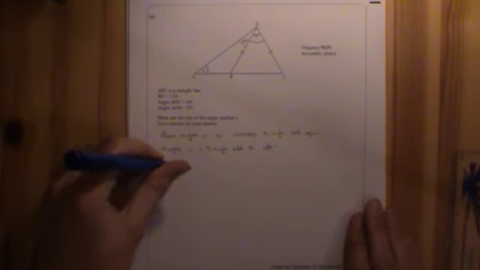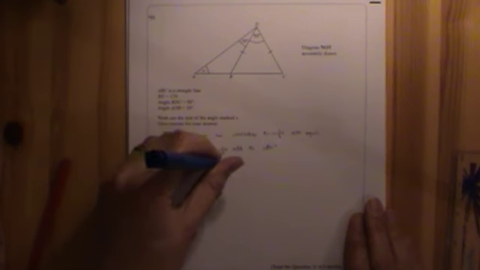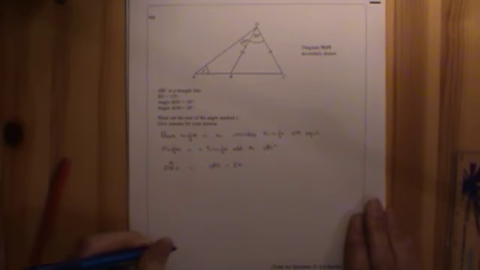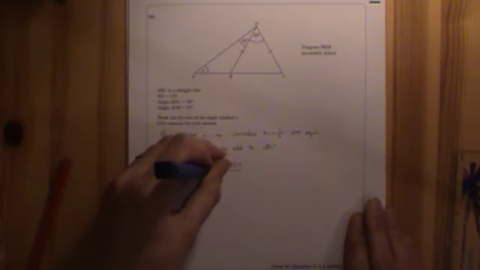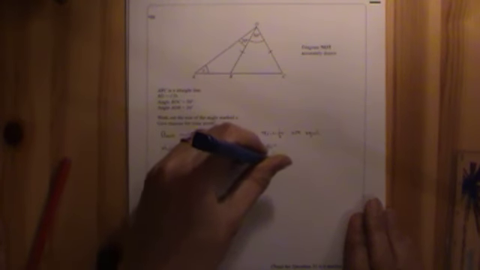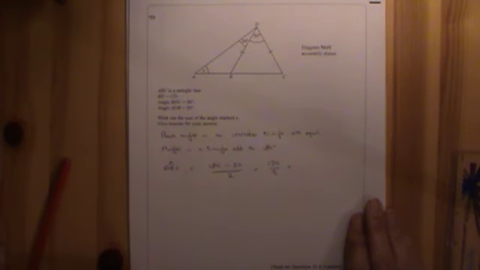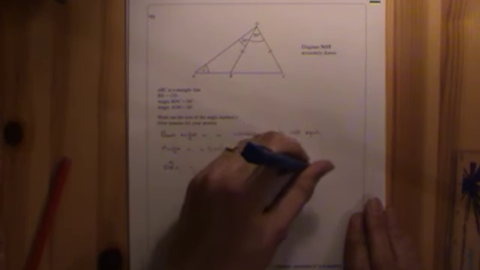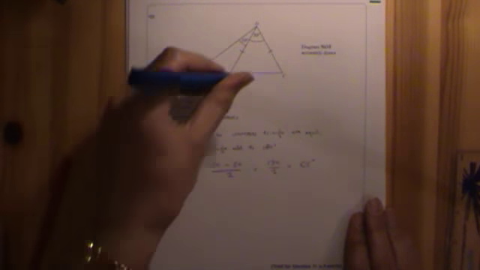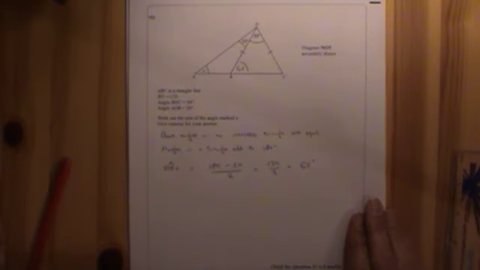DBC is going to equal 180 take away the 50 we know is in the triangle already, and then divided by 2 because it's the same size as angle DCB. Let's work that out. 180 take 50 is 130, and 130 divided by 2 gives us 65 degrees. So far we've found out that this angle here, DBC, is 65.